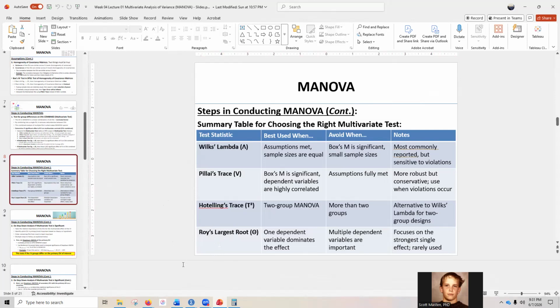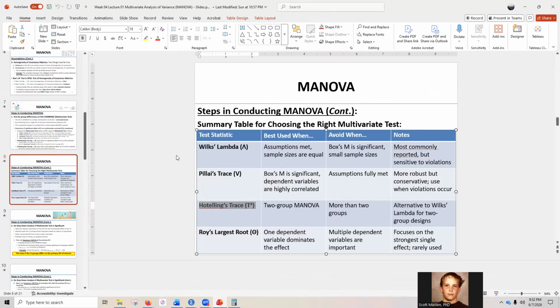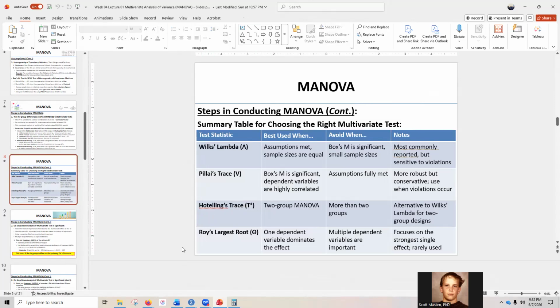Well, we have a two-level independent variable. We did not violate the assumptions. And we have basically equal sample sizes in the groups, right? 30 and 30. So I would say Hotelling's trace is probably your best choice. So Hotelling's trace would be the choice that I would pick. I have to be honest with you, most of the time it doesn't really matter.